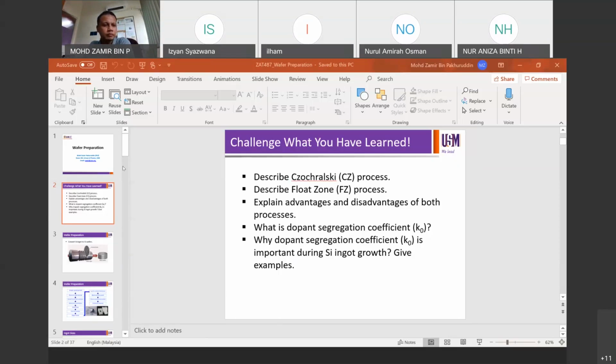Fazira, what's the difference between Czochralski and float zone? Seed crystal, yes, but both use seed crystal. Apa beza RF coil punya mechanism and CZ punya mechanism to grow monocrystalline silicon? Fazira, can you hear me?